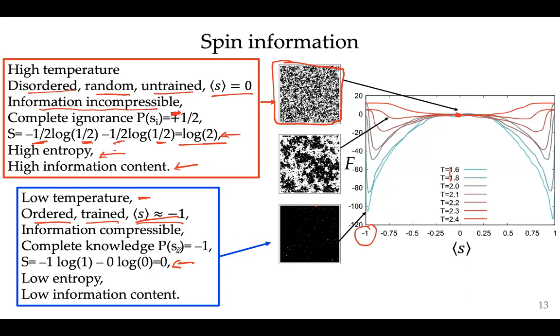So there's complete knowledge. You know that the probability for being down is 1, and the probability for being up is 0. And if you calculate the entropy, it's just 0. So that the entropy is 0 means we actually know everything about the system. So it's low entropy, and that also means low information content.